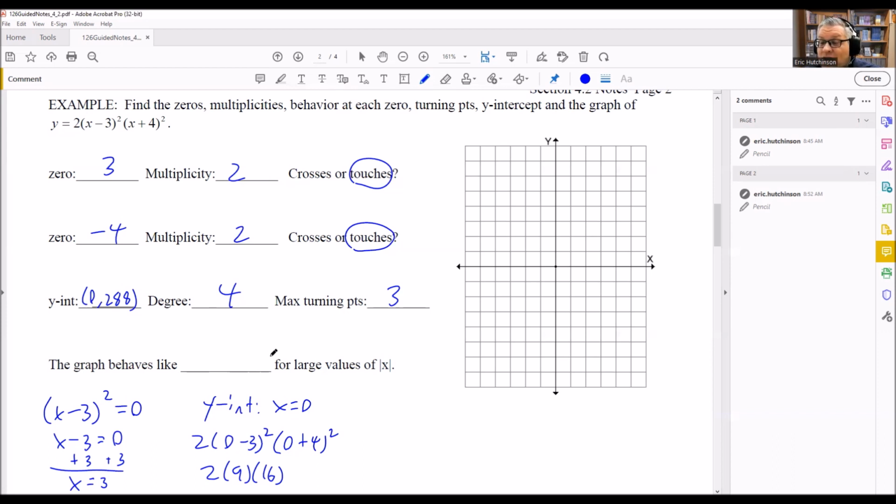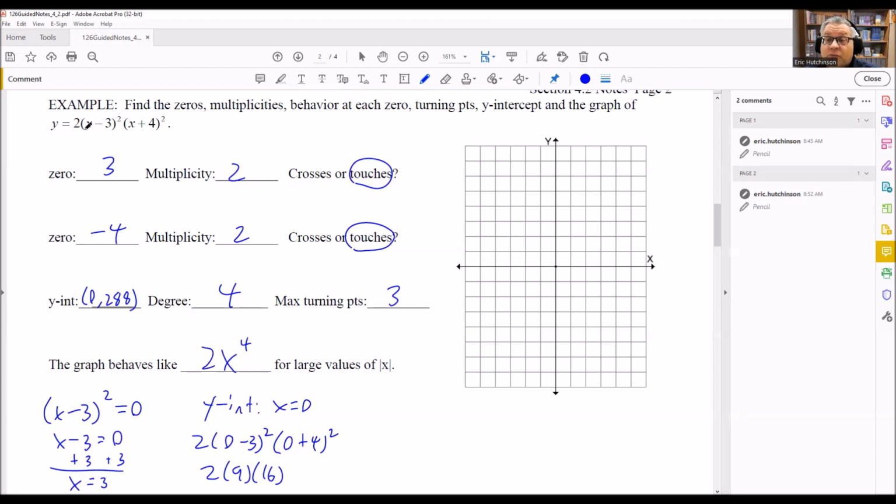Now I want to do the graph behaves like blank for large values of the absolute value of x. Yes, you could multiply all this out if you wanted to, but that's not necessary. Whatever the degree is, we know we're going to have an x raised to the 4th power, because that's going to end up being the highest power on this particular problem. Then the number in front is just going to be whatever coefficient you see. There's a 2 here, that means there'll be a 2 in front. All these other ones are 1s.